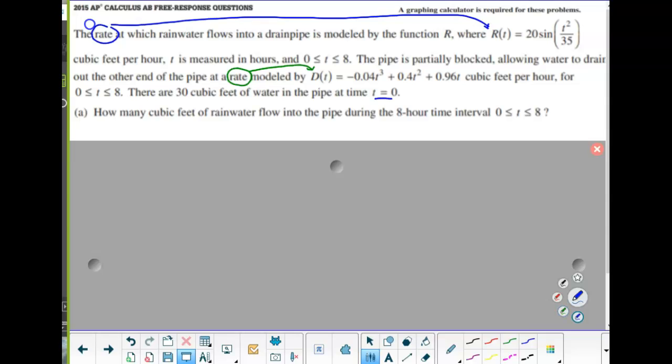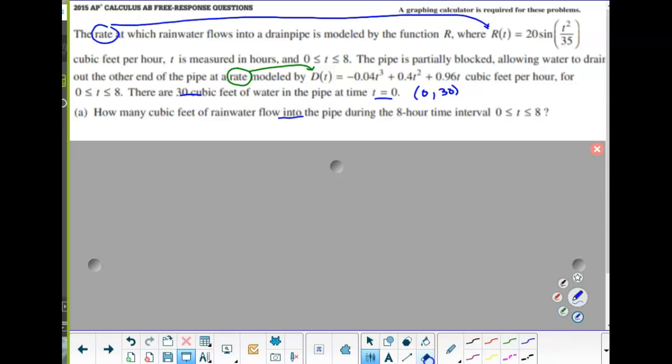And then they tell us there are 30 cubic feet at time 0. So there's my start. Now, part A says how many cubic feet of rainwater flow into the pipe during the 8-hour time interval. Flow in, right?